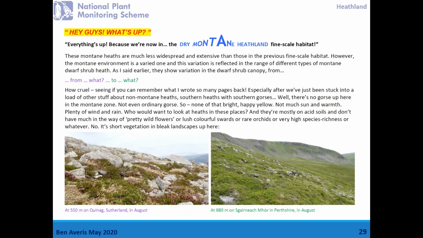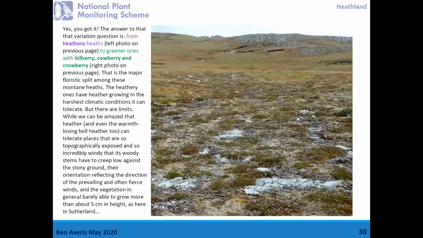And if we go on to the next page, I will barely need to give you the answer, because you probably figured it out, especially as I coloured the writing in relevant colours, from the ones that have a lot of heather to the ones that are more bilberry, cowberry and crowberry, which are the greener coloured heaths. And it's not just that some are more heathery, some are less heathery. There's some kind of significance to this ecologically in their distributions.